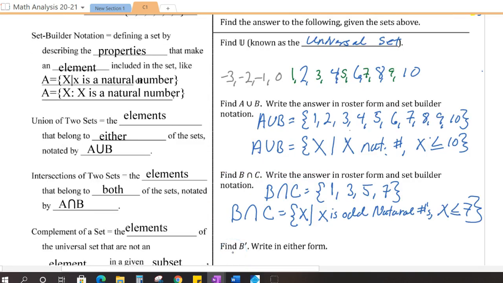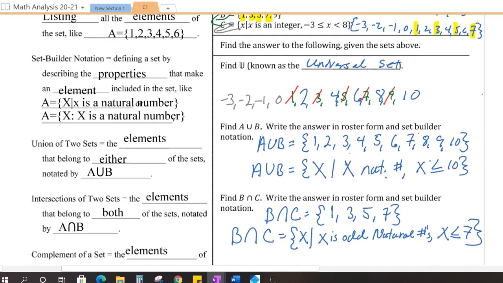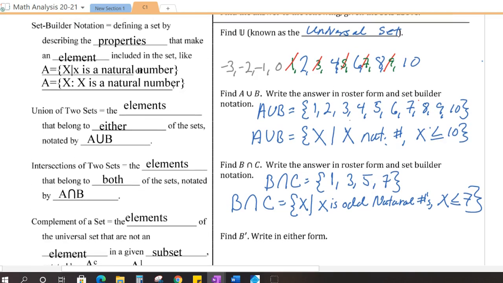That means I need to go back up to my universal set and cross out the numbers that are in set B. So set B was 1, 3, 5, 7, 9. So I take my universal set and I cross out the numbers 1, 3, 5, 7, 9. They were in B. I want the complement of B. That means I want all the numbers that were not in B. So I'm going to write it. B prime is equal to, and I'm going to list all the numbers that were not in B: negative 3, negative 2, negative 1, 0, 2, 4, 6, 8, 10. This is going to be much easier to write in roster form.